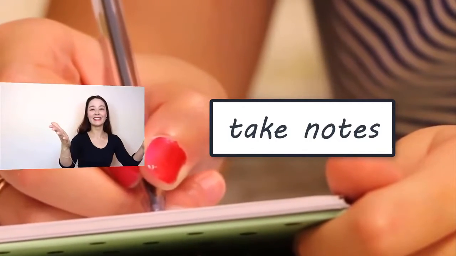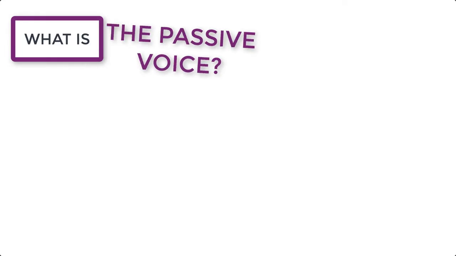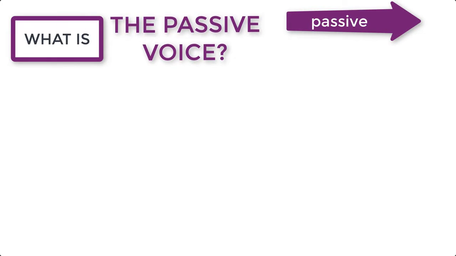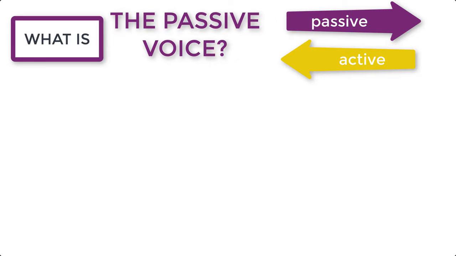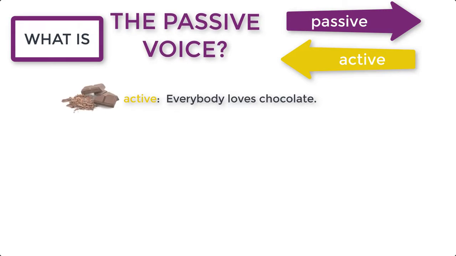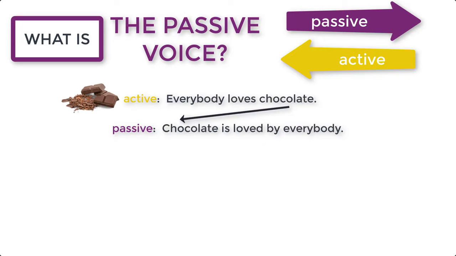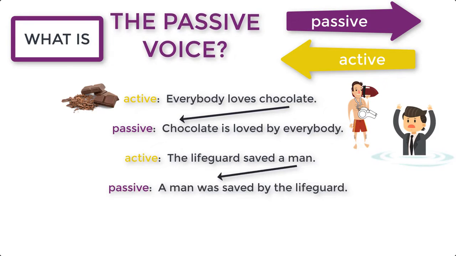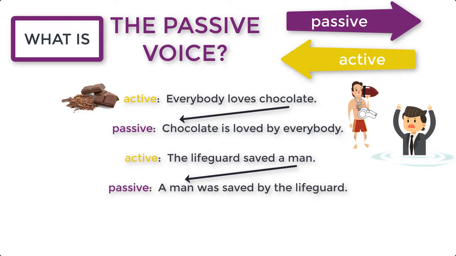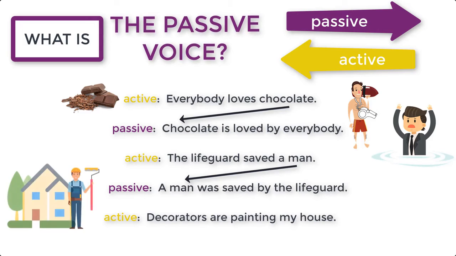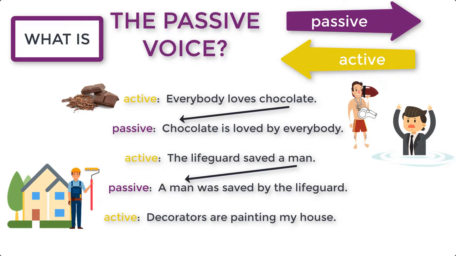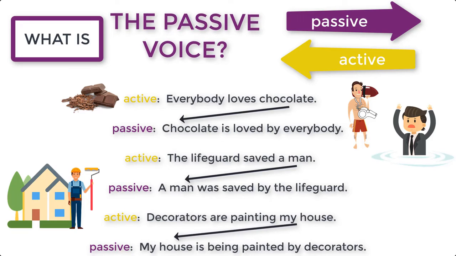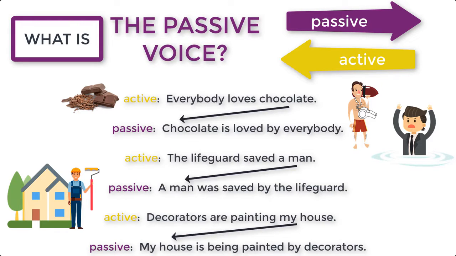Let's begin. What is the passive voice? The passive voice is the opposite of the active voice. Active. Everybody loves chocolate. Passive. Chocolate is loved by everybody. Active. The lifeguard saved a man. Passive. A man was saved by the lifeguard. Active. Decorators are painting my house. Passive. My house is being painted. Okay, here are three examples of the passive.